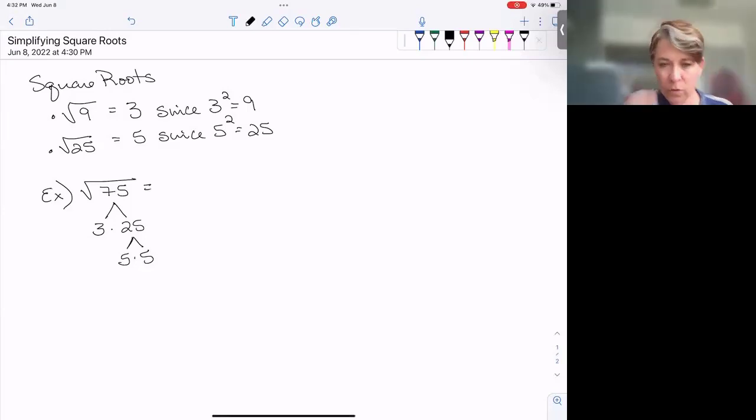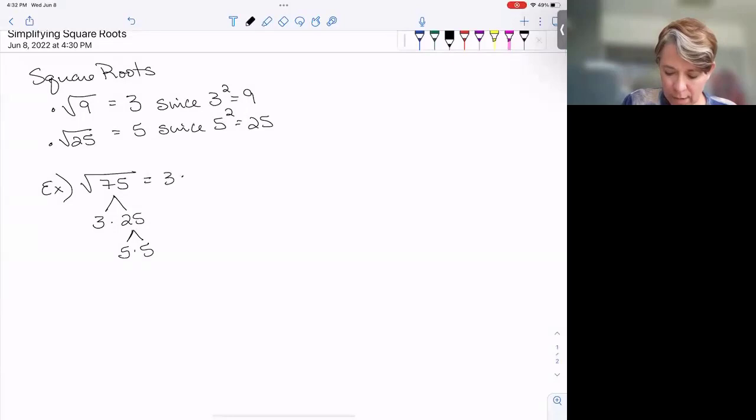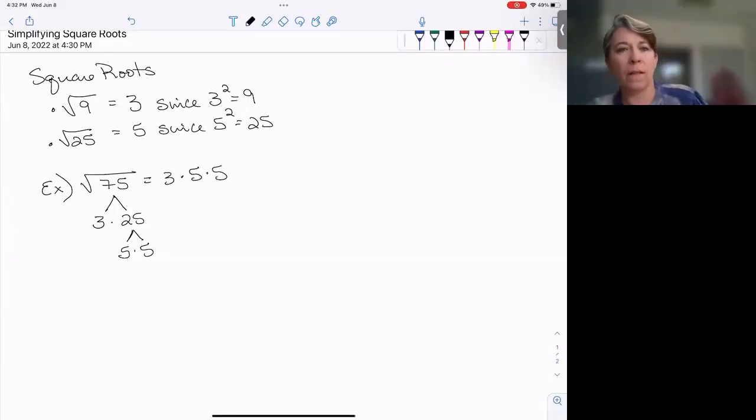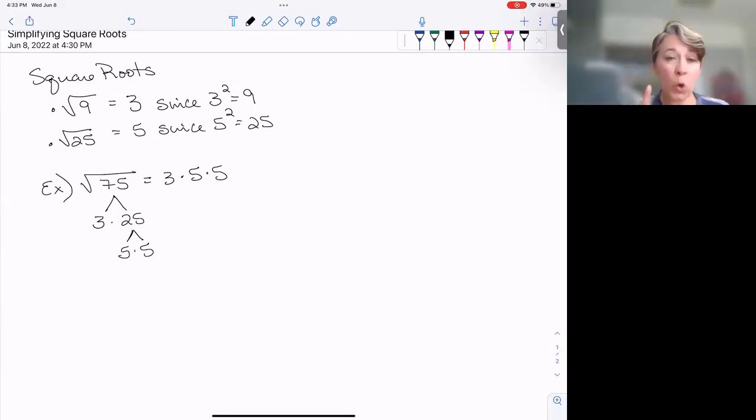It may help for some of you that are visual or kind of get lost in the minutia there to write out all those factors so we don't lose anybody. And notice, of all of those factors, 2 of them are alike. In other words, 5 times 5 gives us a 5 squared. So if it's a square root, you look for a pair, and every pair, 1 can come out. So this would give us a 5 on the outside of the square root, but this 3 does not have a pair, so he has to stay in.